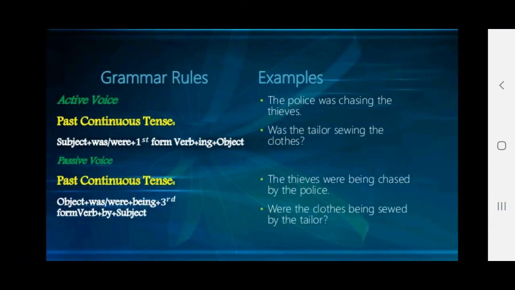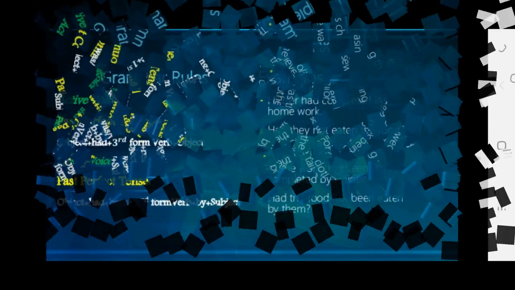Next, past continuous tense. The rule will be like this, object plus was or were plus being plus third form of the verb plus by plus subject. Example, the police was chasing the thieves. In passive, it will be like this, the thieves were being chased by the police. In interrogative, was the tailor sewing the clothes? In passive, it will become like this, were the clothes being sewed by the tailor?